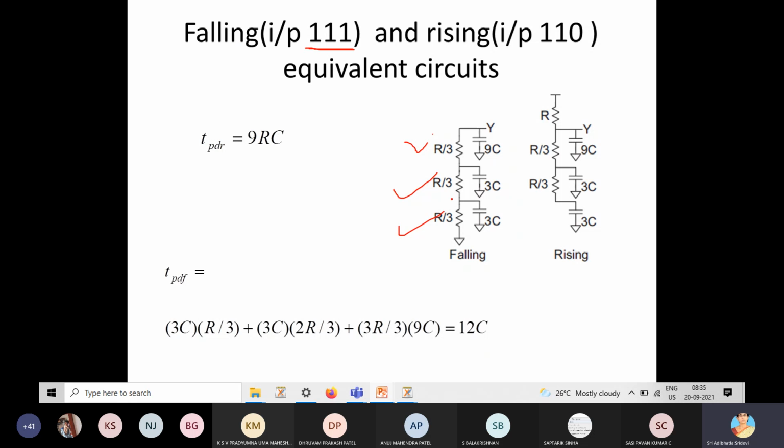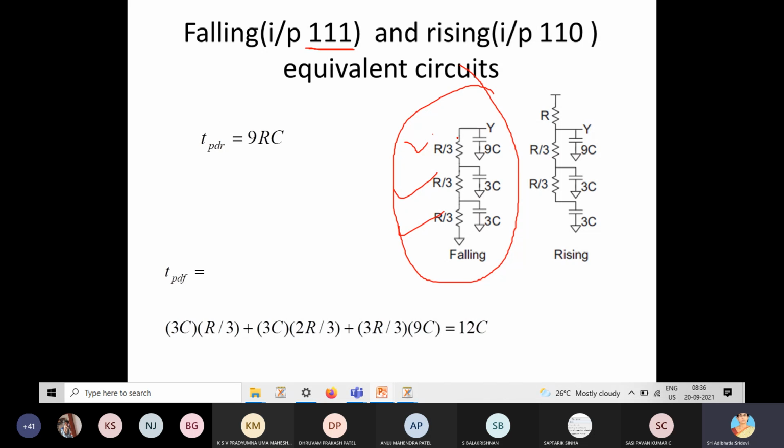Do you understand this? And then, what is the output we have to consider? To calculate this output, we have an RC network here: R by 3, 3C, R by 3, 3C, R by 3, 9C. So we have a series of RC circuits.